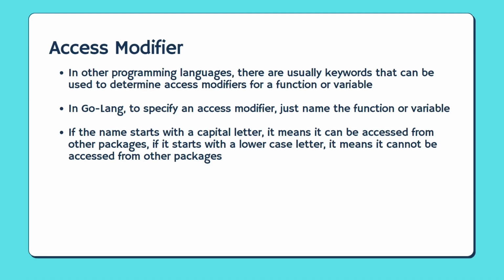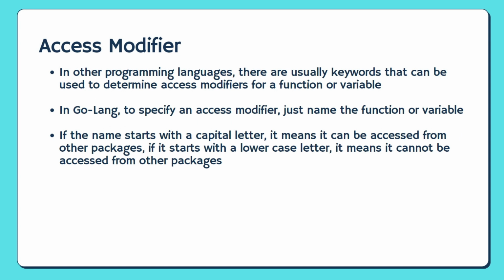Access modifier. In other programming languages, there are usually keywords that can be used to determine access modifiers for a function or variable. In Golang, to specify an access modifier, just name the function or variable. If the name starts with a capital letter, it means it can be accessed from other packages. If it starts with a lowercase letter, it means it cannot be accessed from other packages.